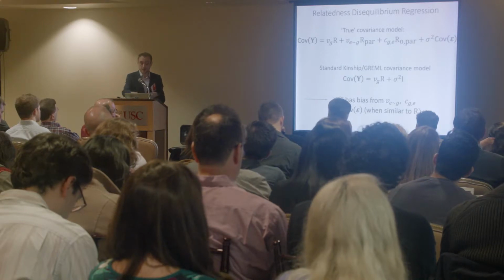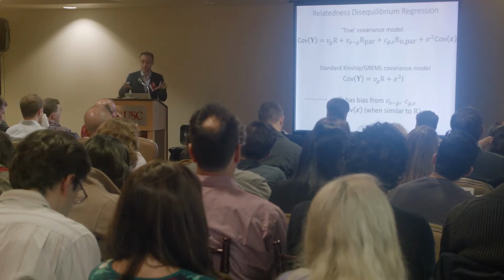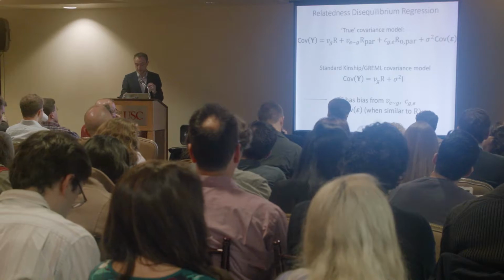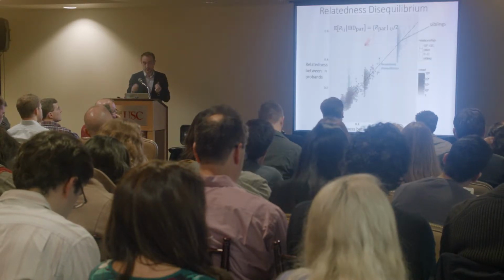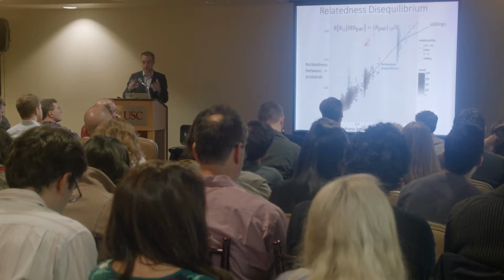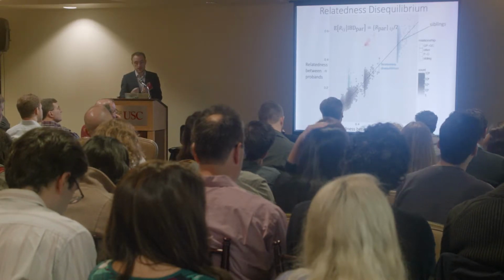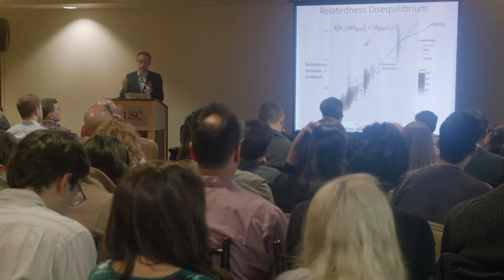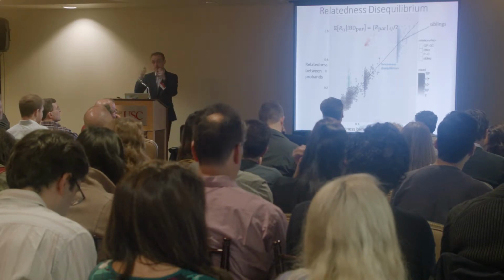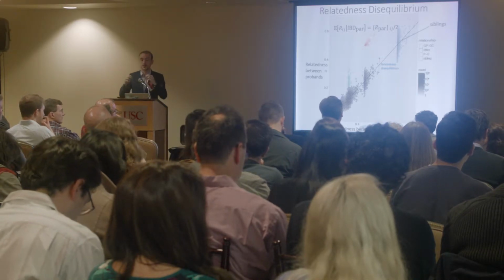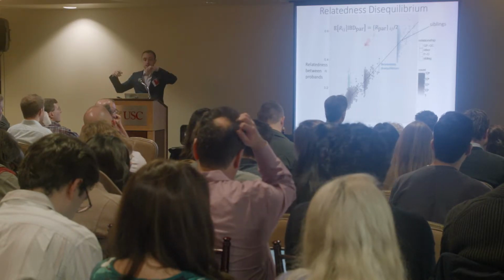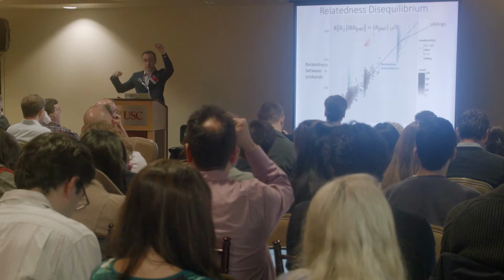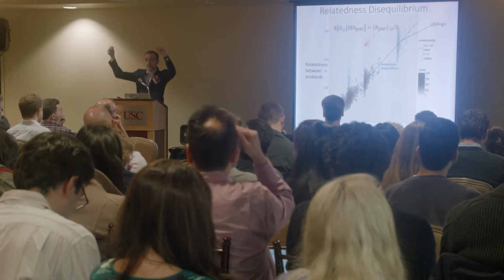So relatedness disequilibrium regression fits this covariance model, but you don't need to worry about all the complexity of that. The key idea can be understood by understanding this figure, which explains the phenomenon of relatedness disequilibrium, which is sort of a generalization of this relatedness distribution between siblings. Not only can you measure the relatedness between a pair of individuals, you can measure the relatedness between the parents of one individual and the parents of the other individual.